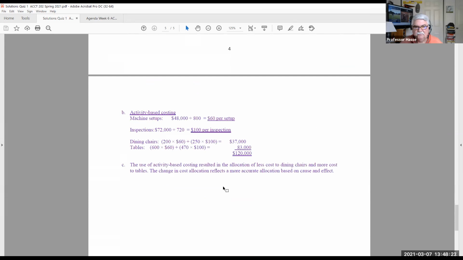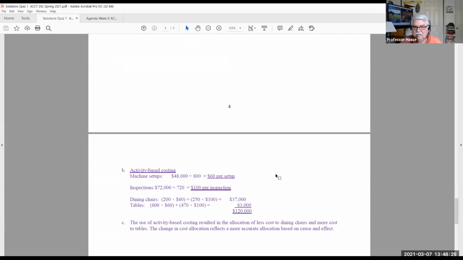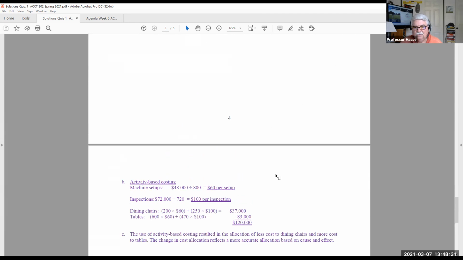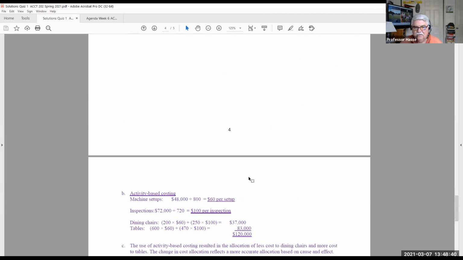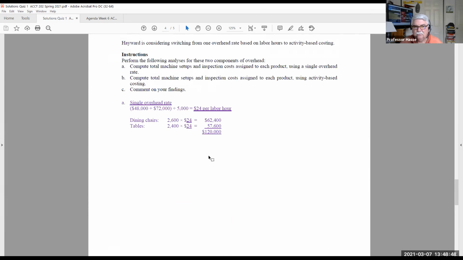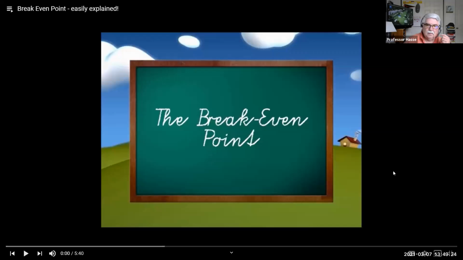That goes forward to determining if we do want to base it on machine setups or inspections. We end up with 37,000 for dining chairs, 83,000, or again, $120,000. But notice it's split, it's different in regards to dining chairs and tables. The cost is a little bit different, but it ends up being the same amount. So I was looking for that difference by using the activity base versus the predetermined or single overhead rate. So those are just a couple of key points from the quiz that you need to make sure you have, because they'll be on the examination one of this coming week.